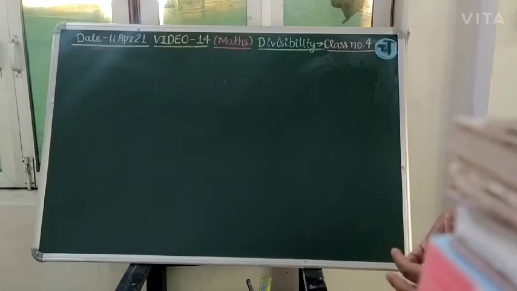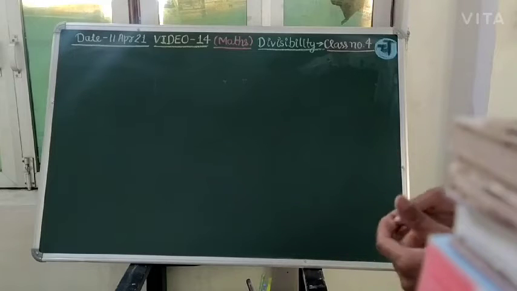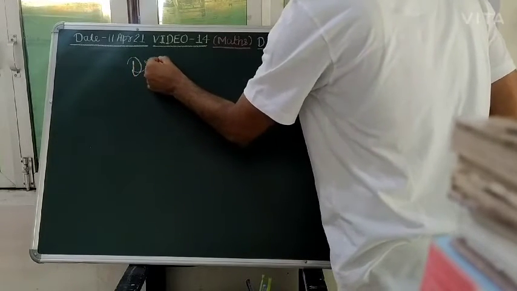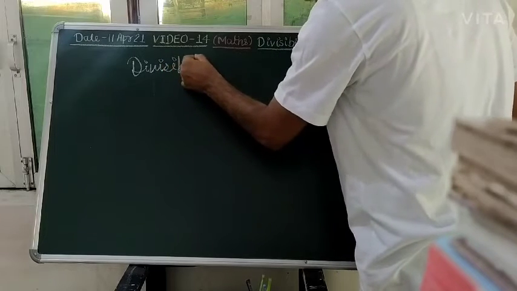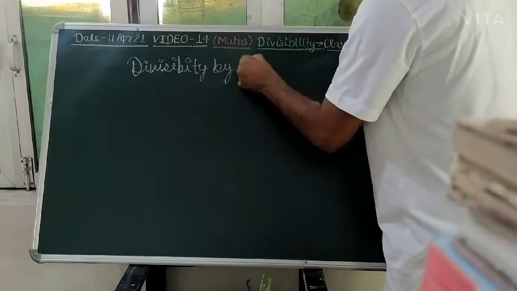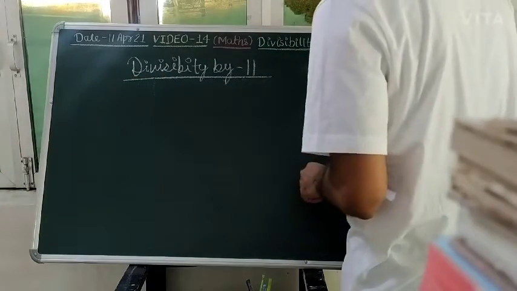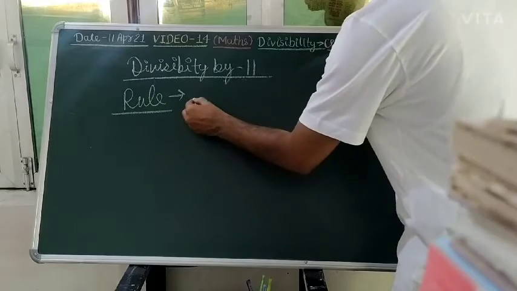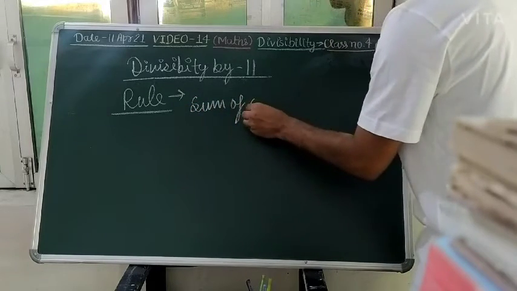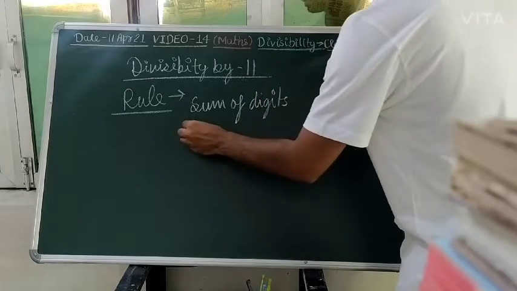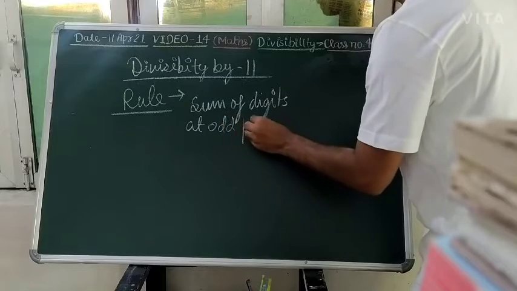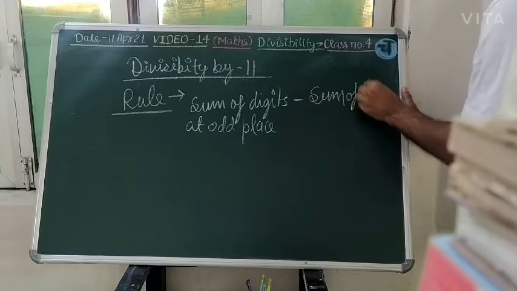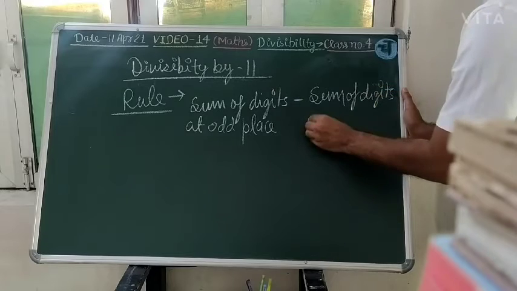Please students, I want to say to you about divisibility by 11, the rule was that the difference, if you are writing the sum of digits at odd places minus the sum of digits at even places.